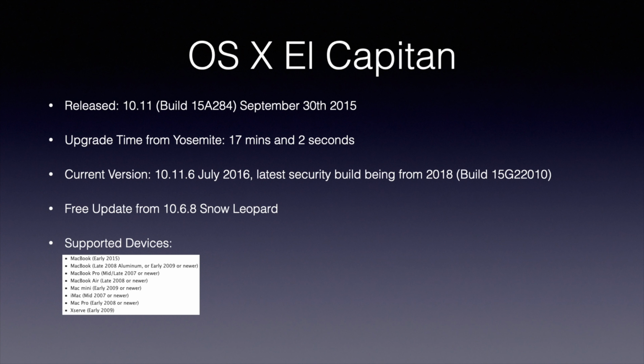So guys, we're now moving on to OS X El Capitan. This was released with version 10.11 on September 30th of 2015. The upgrade time from Yosemite was 17 minutes and 2 seconds, so it was quicker. The current version that's available right now is 10.11.6, which was released back in July 2016. However, the latest security build version is from 2018 of 10.11.6.